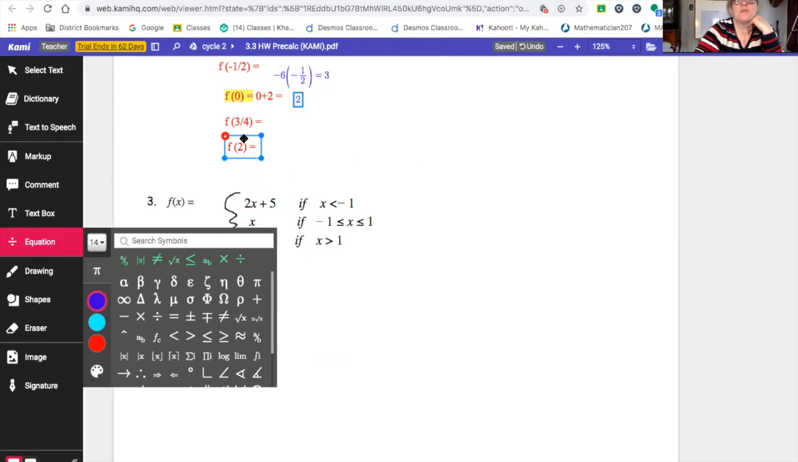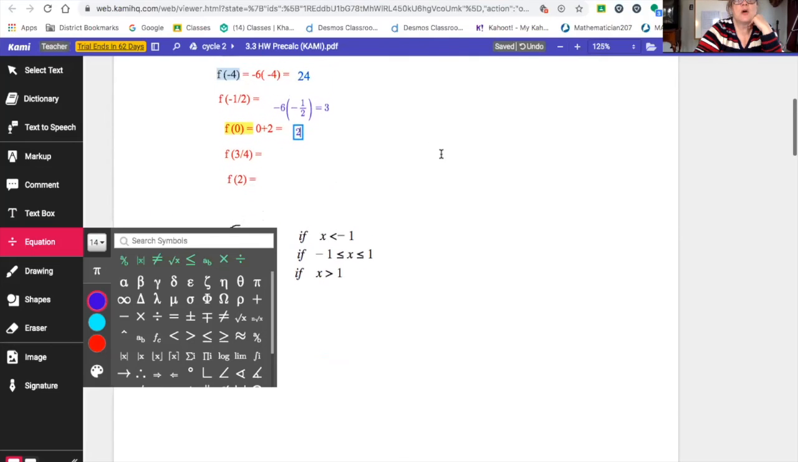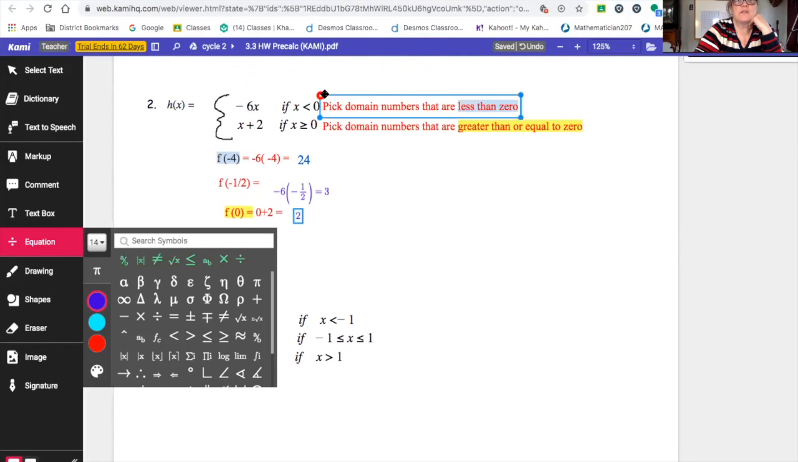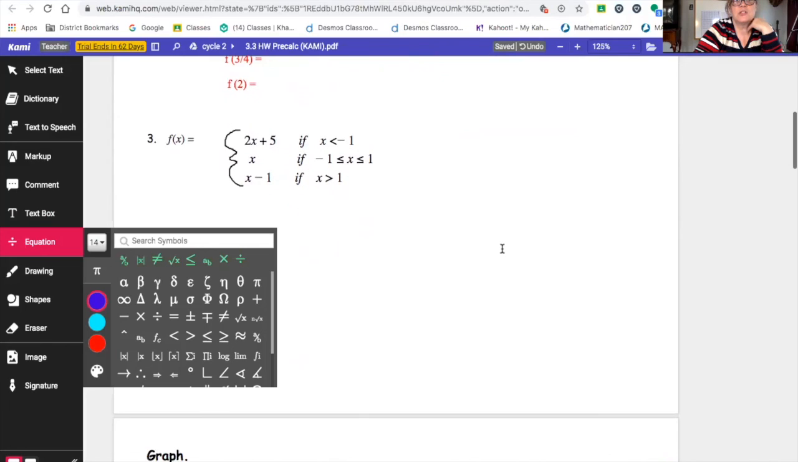And so on. 3/4. Where am I going to put 3/4 into this piecewise function? 3/4 is not less than 0. 3/4 is greater than 0. So I will be substituting it into this function. And so when you're doing piecewise functions, you just need to substitute them into where they belong.